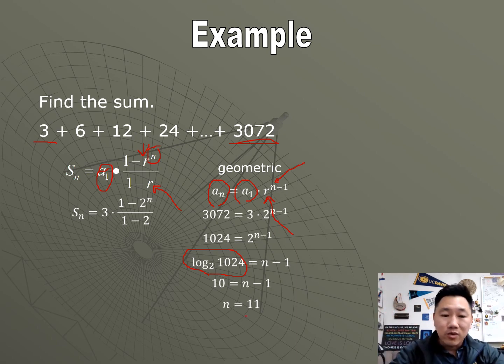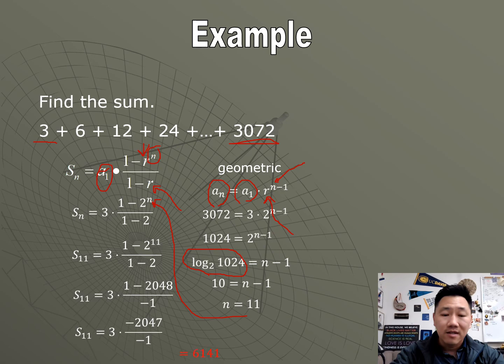And so what you do is you just plug 11 there. So we want to find the sum of the first 11 terms. And then just simplify everything. You should get 6,141. All right? Kind of fun.